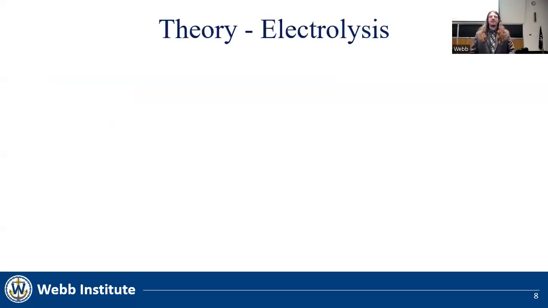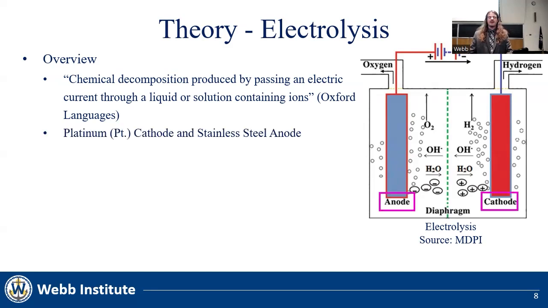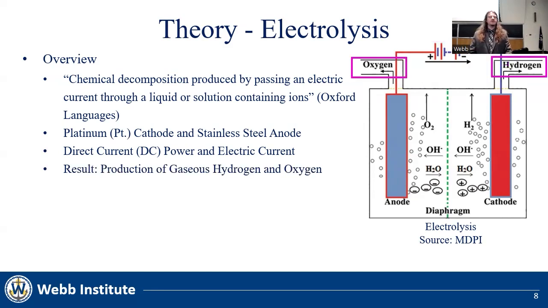To go into a bit more theory, specifically regarding electrolysis, it is defined as the chemical decomposition produced by passing an electric current through a liquid or solution containing ions. In this example, a platinum cathode and stainless steel anode are used. The application of direct current or DC power and an induced electrical current is supplied from a DC power supply. The result is the production of gaseous hydrogen and oxygen.